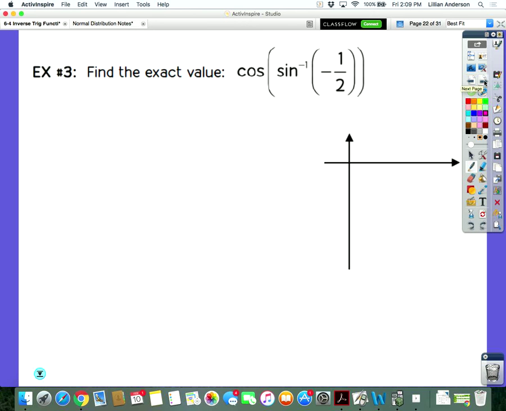Look at this one. It says to find the exact value of cosine of sine inverse of negative 1/2. This particular value, negative 1/2, is on your unit circle. What angle does it fit? Negative 1/2 would be 200 degrees.